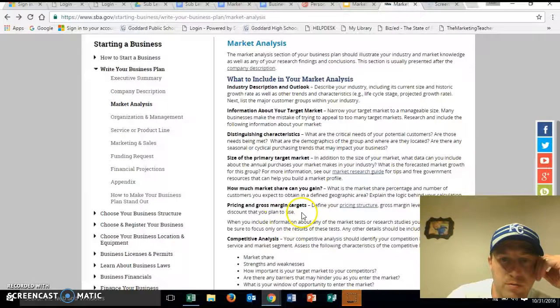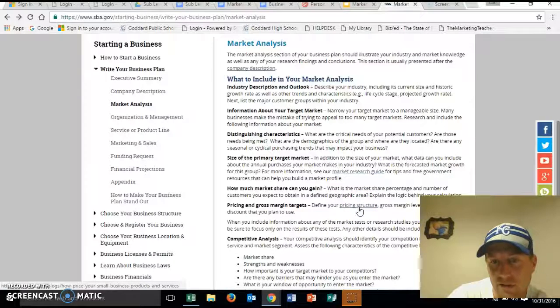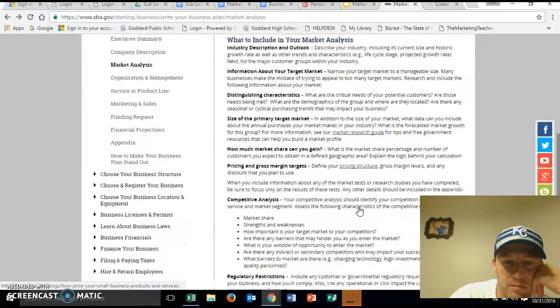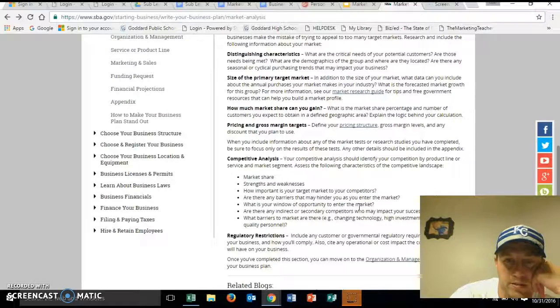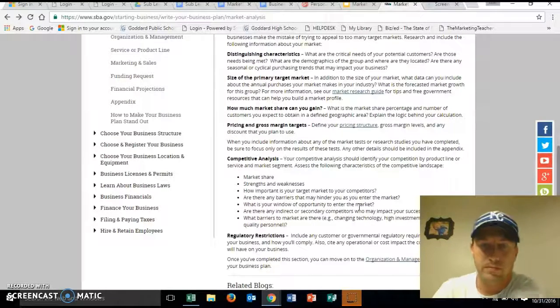Also, pricing and gross margin targets. Click on the pricing structure here. There's a great breakdown. I'm not going to click on it because you know how to click on a link. Click on that and then try to break down what your prices are and who you're targeting, and why those prices make sense for that target. And there's a good blog in there. It'll give you all kinds of good information.